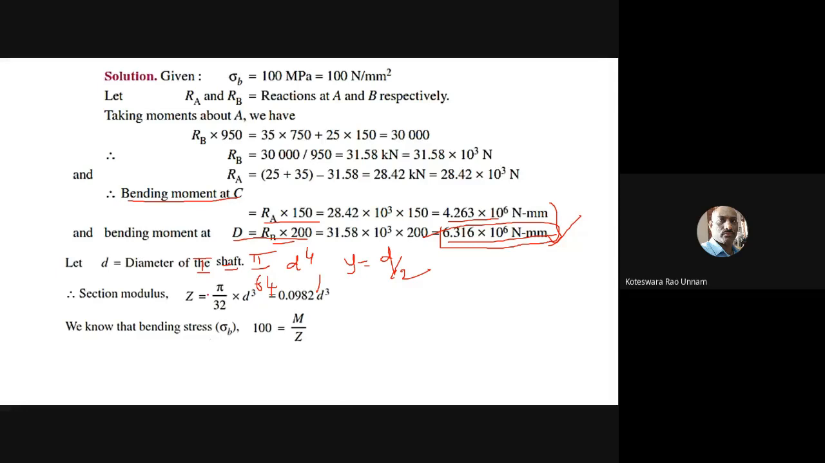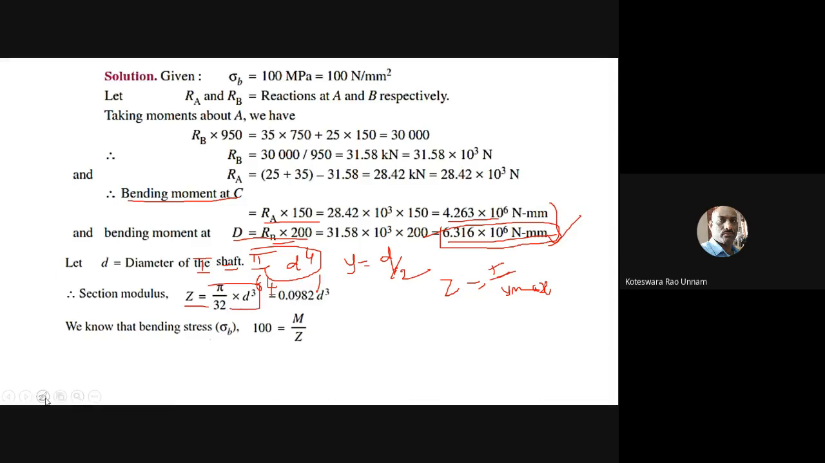Or else it is written in another form, the section modulus. Your section modulus is I by Y max, not simply Y. I by Y max is your section modulus Z. So I is pi by 64 D power 4 divided by D by 2, and you will get pi by 32 into D cube only.